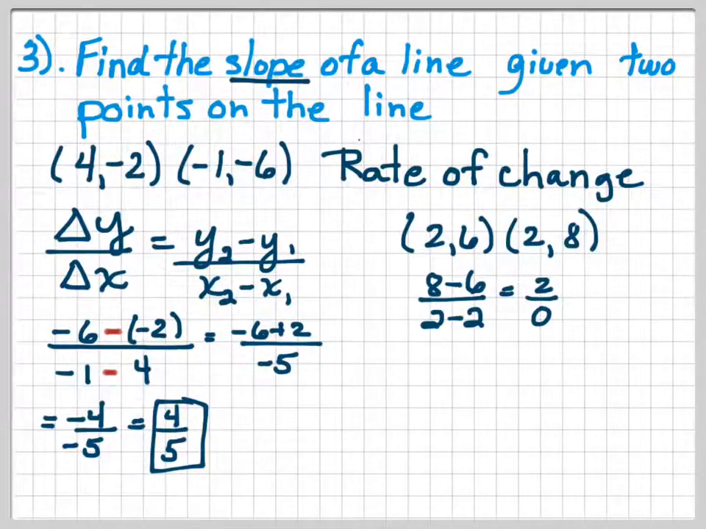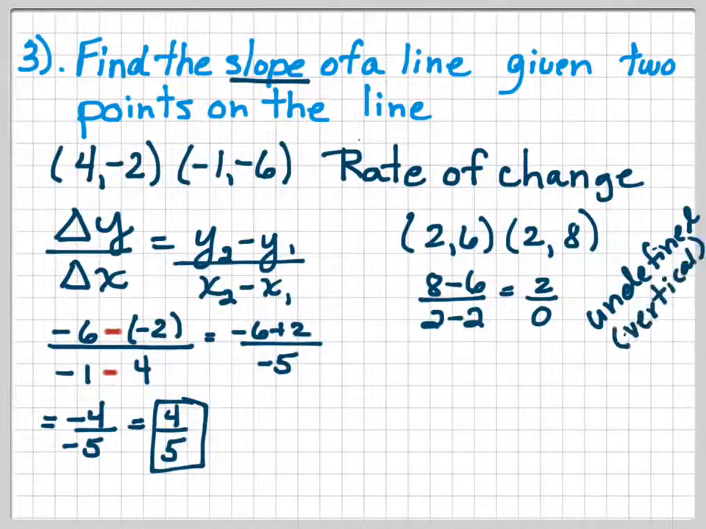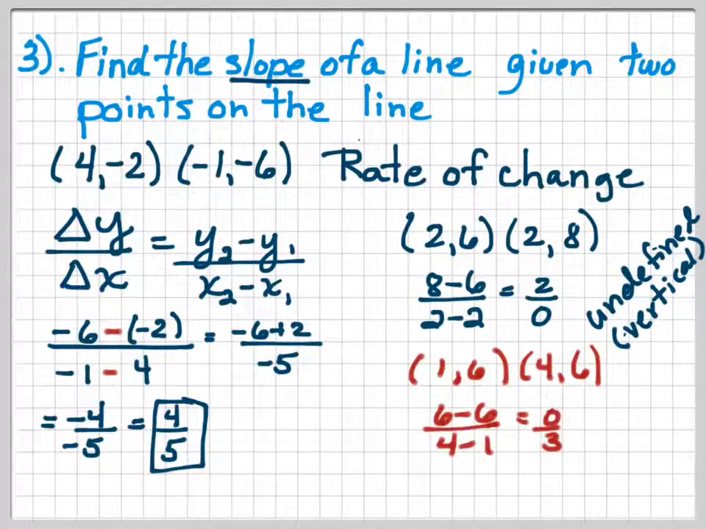So anyhow, we have 2 divided by 0, and anytime you divide by 0, what that means is it's undefined. You can't. It's a number so large you can't even calculate it. So that means that it's a vertical line. Also, if you have 0 in the numerator, like if I have (1, 6) and (4, 6), 0 in the numerator means 0. Doesn't mean no slope. It means a slope equal to 0, and that would be a horizontal line.